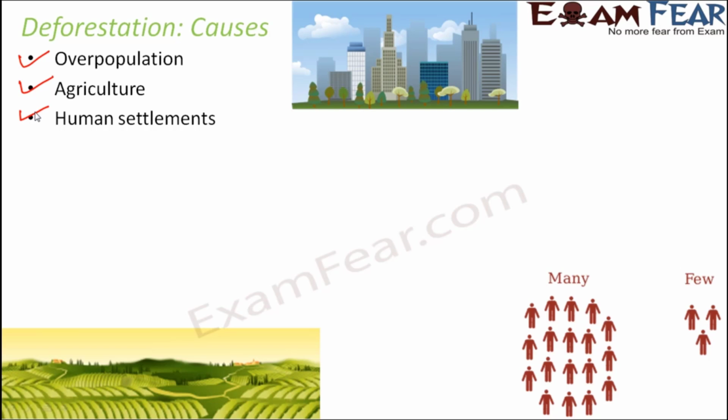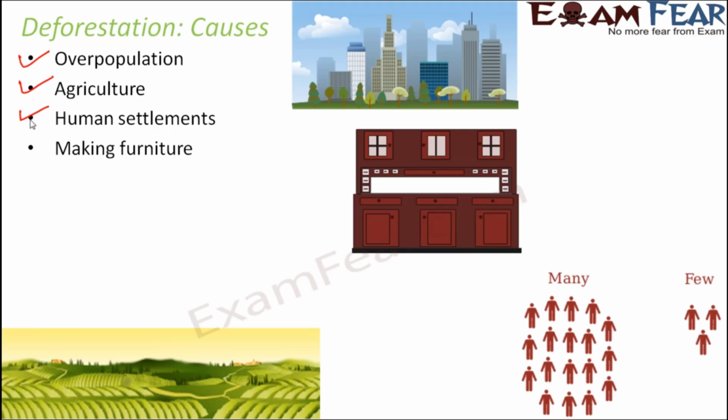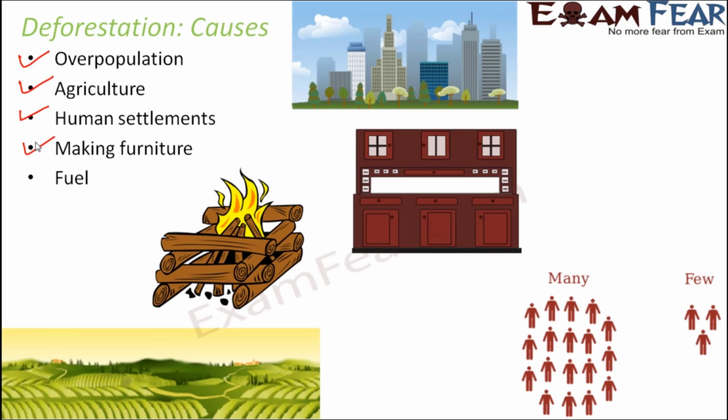Human settlements. Now, these increasing number of people, where are they going to stay? They need houses. To have those residential apartments, from where do we get the space? So they cut down trees and develop residences. Making furniture. You would have seen that most of the furniture at your home is made of wood. Different varieties of wood are available, like teak wood, plywood, and so many others. Furniture like chairs, tables, beds, all these things are made of wood. So whenever you want to make new furniture, you need wood. So where is the wood coming from? It is coming from the forests.